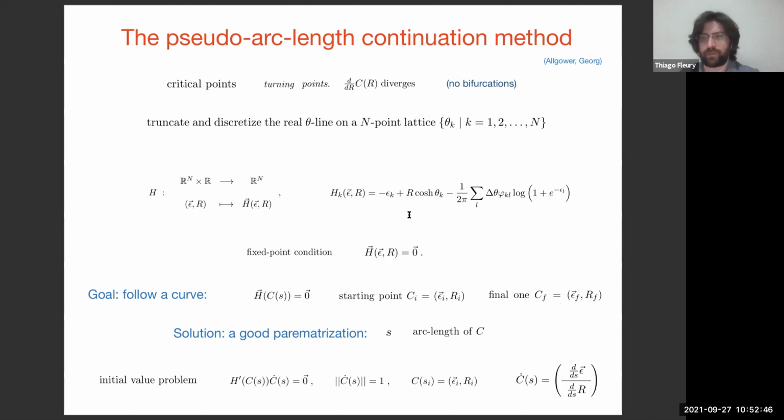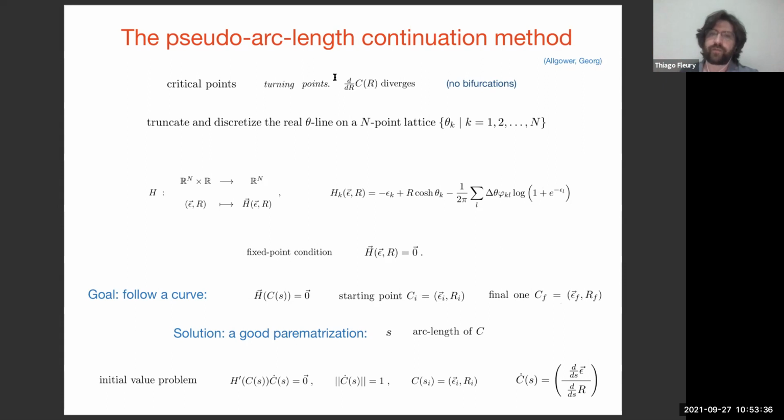So the idea, basically, I will just flash the details. We start with some function h that is basically the TBA equation with some discretized theta grid. When this function is zero, it gives you the solution of the TBA. What we want to do is follow the solutions of the TBA along a curve. So we want a curve that is in the kernel of this functional h. Given a starting point and a final one, we want to find a curve that at every point is a solution of the TBA equations.